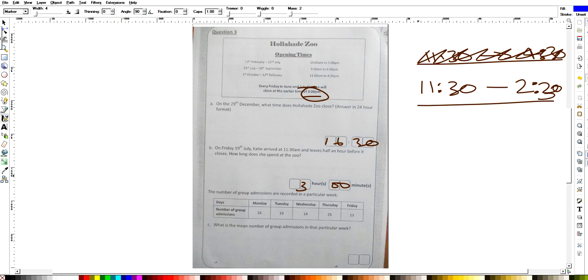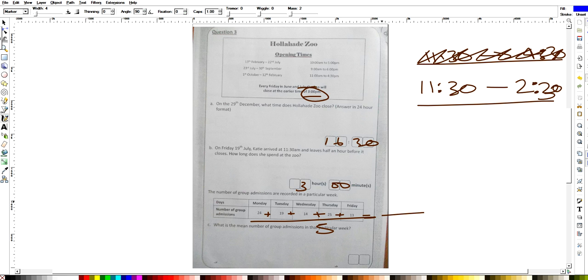The number of group admissions are recorded in a particular week. What is the mean? Okay, I think it's something that we just done recently. Okay, Hafsa, how would we work out the mean? What would we do? You have to do 24 plus 19 plus 14 plus 25 plus 30 and divide by the number of values they are. So how many values do we have? 5. So what number is it? What's the total number? 95.